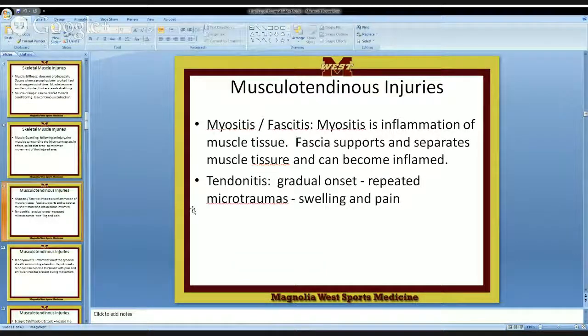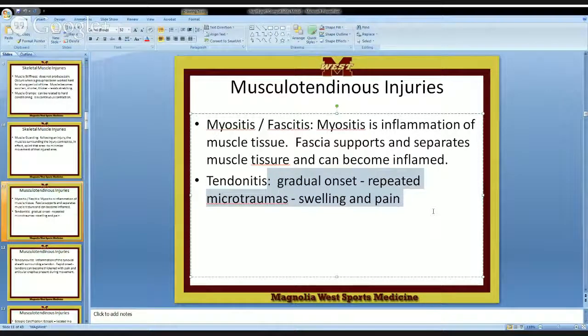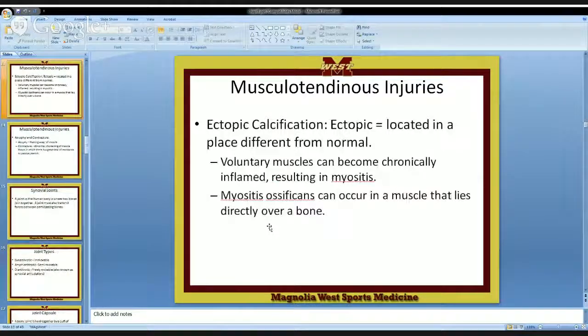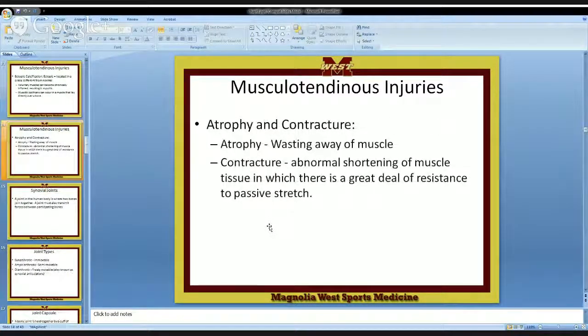Slide 11. Make sure you know slide 11. All right. Which one of these has a gradual onset? All right. We talked tendonitis. Remember, I used the example of a pitcher. That's why they get days rest. Okay. Let's cruise past 12. Let's cruise past 13. Let's go to 14.